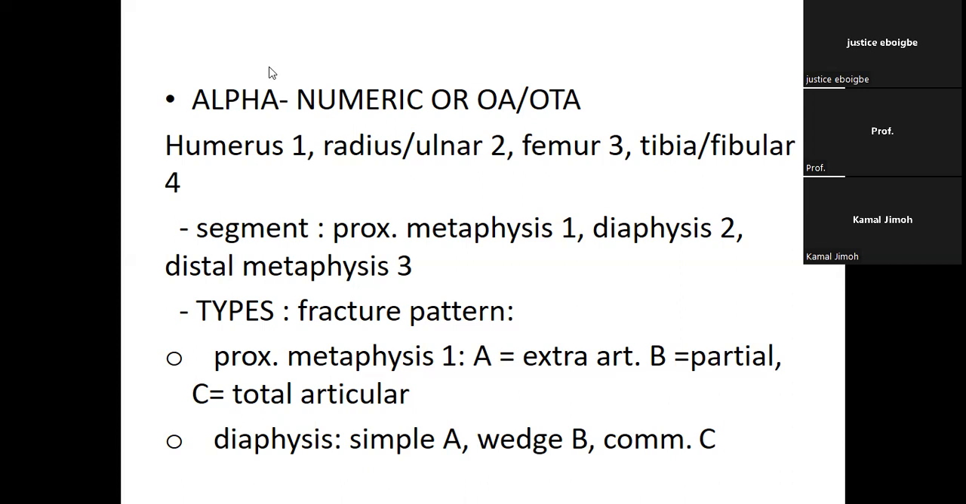Now, after numbering, the bone also has segments. We have the proximal segment, which is the proximal metaphyseal region of that bone. We have the diaphysis in the middle, and then we have the distal metaphyseal region of the bone. Okay, now the proximal segment of that bone is usually termed A. Then the diaphyseal region is termed B. Then the metaphyseal region distal to the diaphysis is termed C.